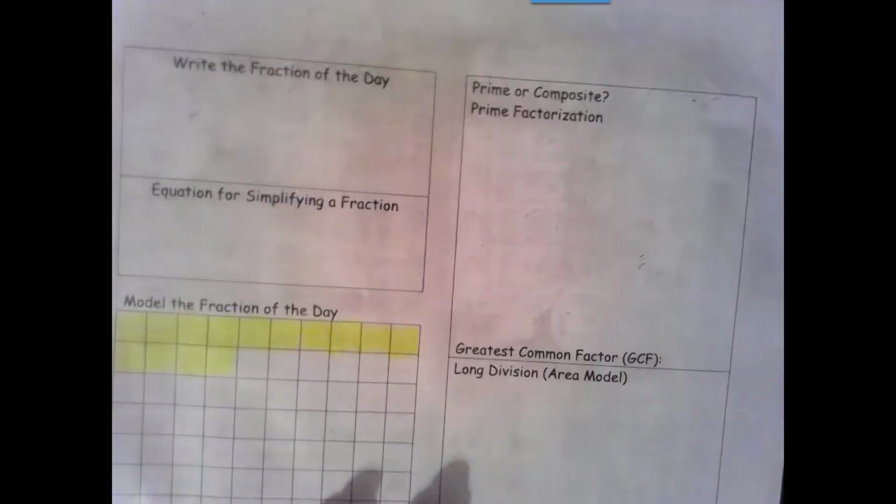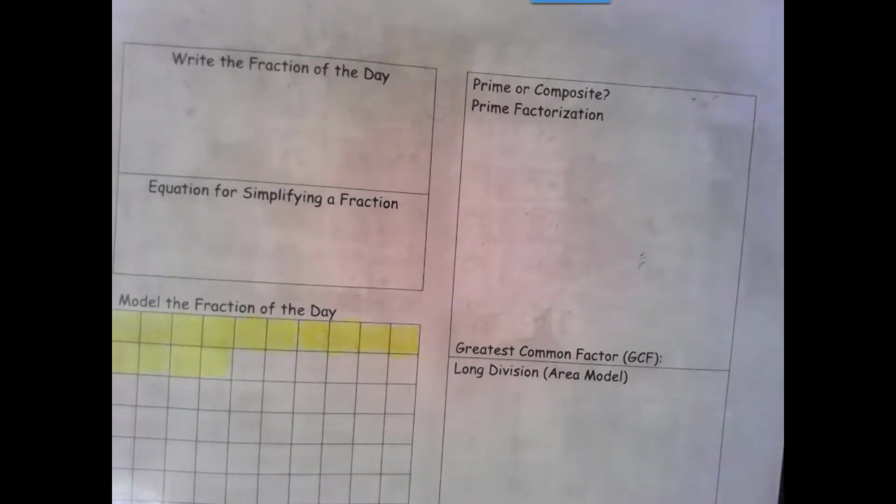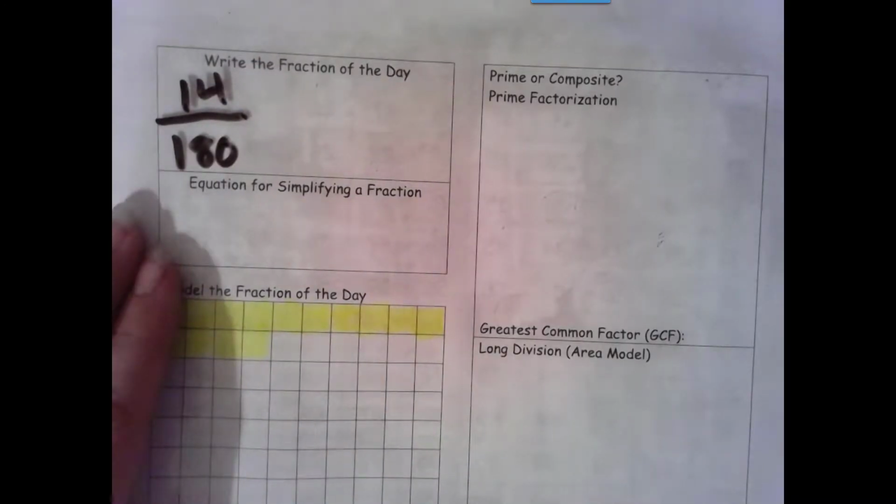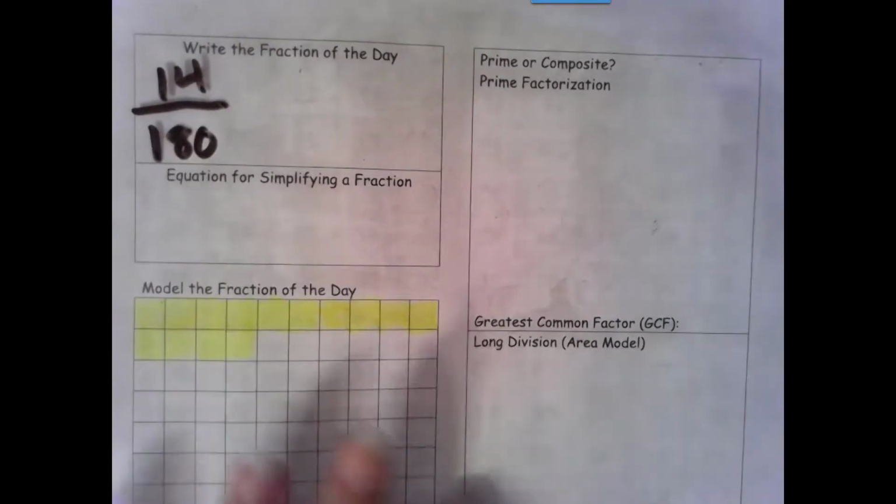Let's go ahead and get down our beginning fraction. Our denominator is 180. That is our total amount of school days. Usually the total amount will be your denominator. And we are on day 14 of the school year.